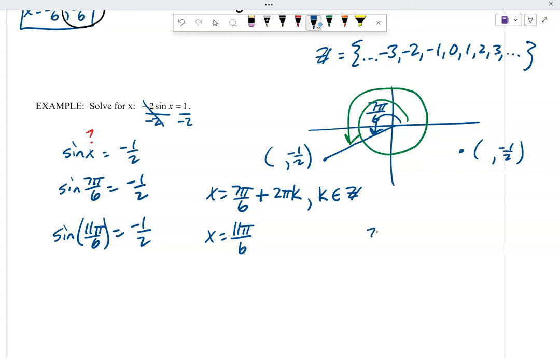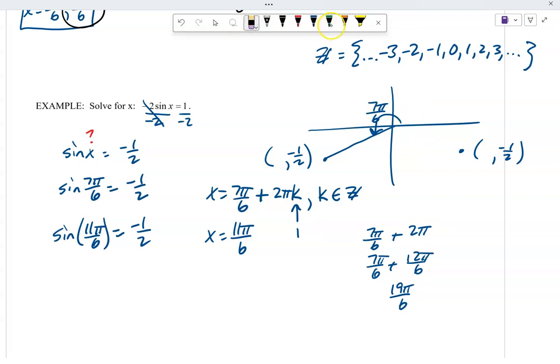For example, 7 pi 6 plus 2 pi. If I go around again, like in green, that's 7 pi 6 plus 12 pi 6. That gives me 19 pi 6. And yes, the sine of 19 pi 6 is negative a half. That's if k is 1. Well, if we go around twice, let me erase the green. So let's say I go around twice.